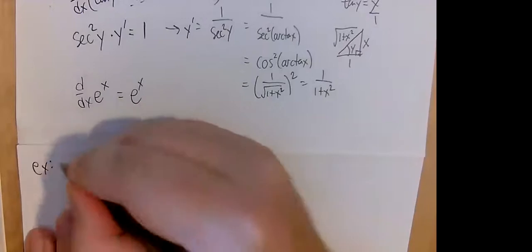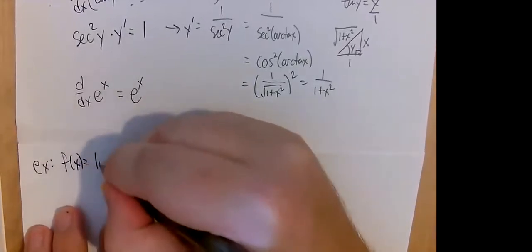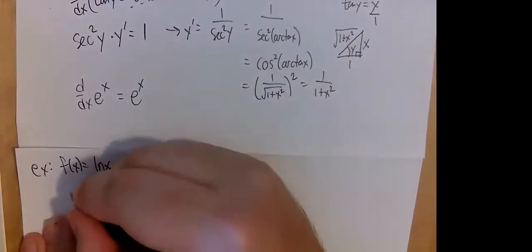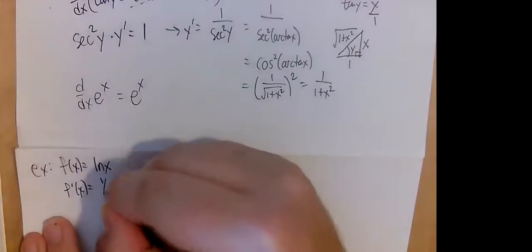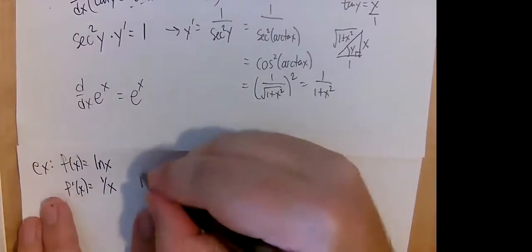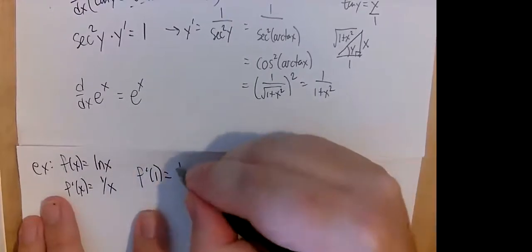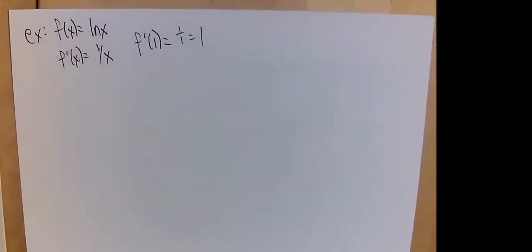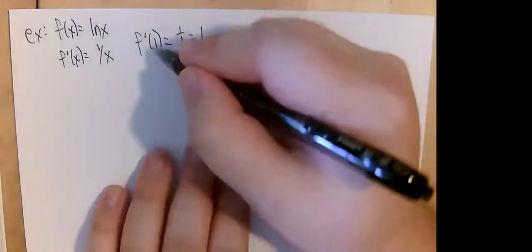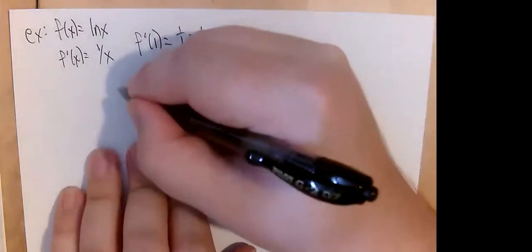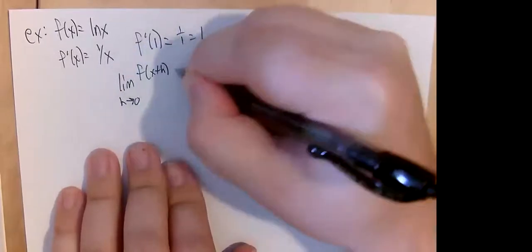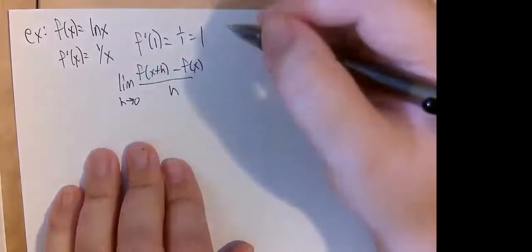So let's say in this example, we have f of x being natural log of x right here. So f prime of x, as we've seen earlier, is 1 over x. And in particular, f prime at 1 will be 1 over 1, or 1. Now, I want to write this in the limit definition because this is how we're going to get a better perspective on what e is. So remember, the limit definition of the derivative is the limit as h goes to 0 of f of x plus h minus f of x over h.